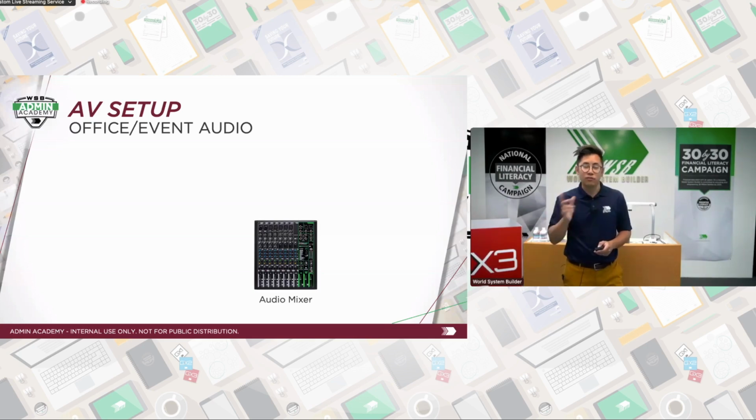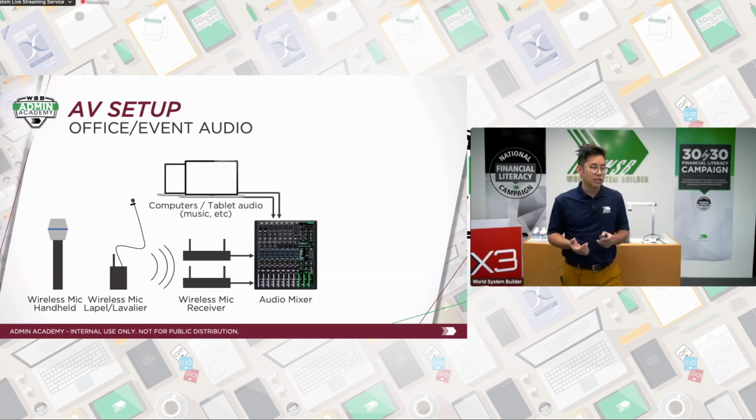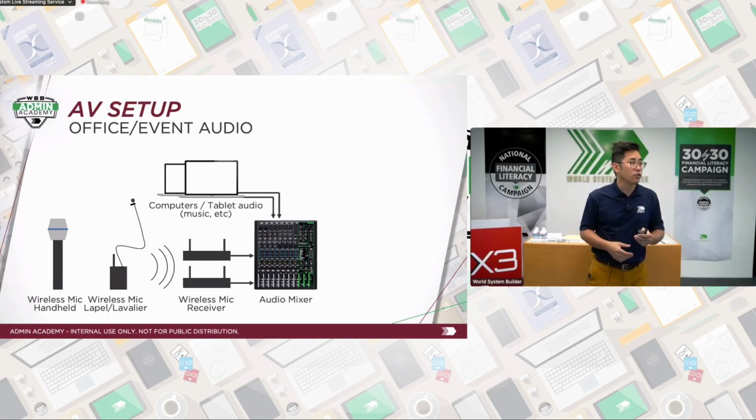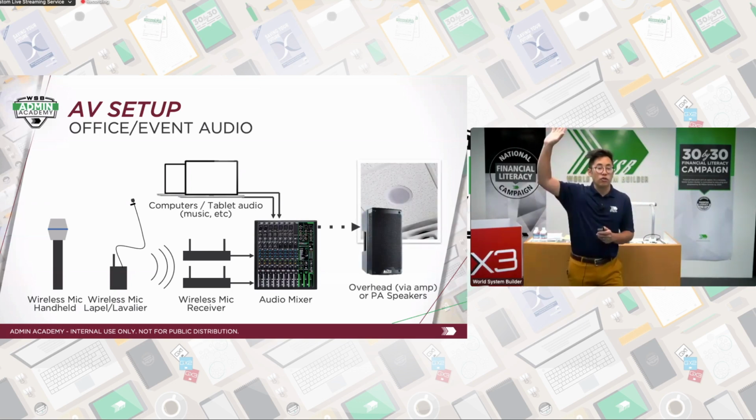Audio. So that was just video. This is audio. For audio, we start with the audio mixer. Everything gets inputted into the audio mixer, like our microphones, whether they're wired or wireless. Any of our computers that are playing video or some kind of audio, maybe you have a tablet with music, gets inputted into the mixer. And that gets outputted into either your overhead speakers or gets sent over to Zoom.